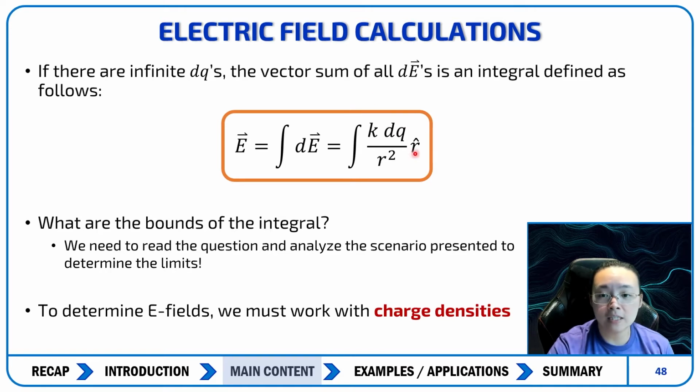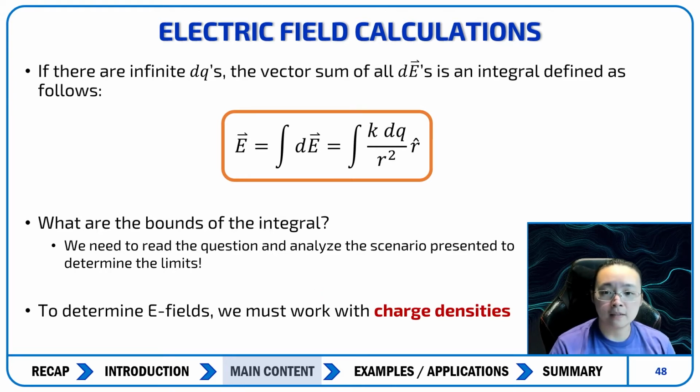So we have k dq over r squared, and now our job is to figure out what dq is equal to. After that, there's also something that's missing: the bounds of integration. So this is where we have to read the question carefully, analyze the scenario, and then find what bounds work best with our situation.